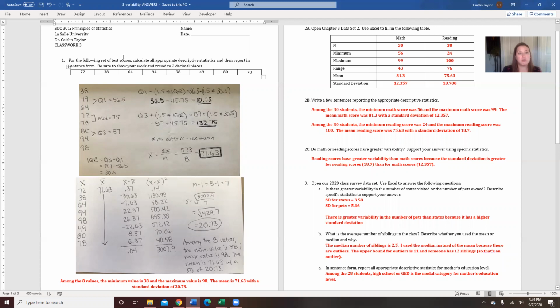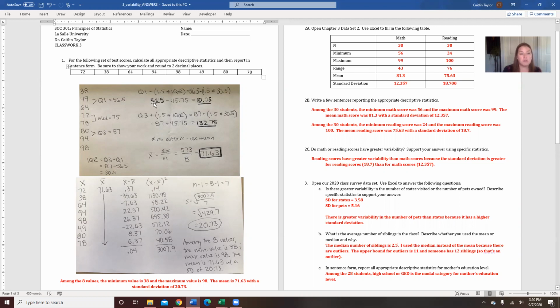So the first one is asking you to calculate all appropriate descriptive statistics and then report them in sentence form. Remember, for an interval level variable, there are always 5 things that you need to report. The n, that's how many values there are. The minimum value, what's the lowest one? The maximum value, what's the highest one? Either the mean or the median, depending on if there are outliers. And then the last thing is the standard deviation.